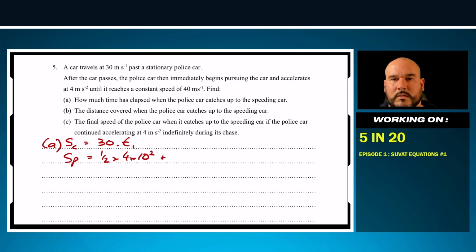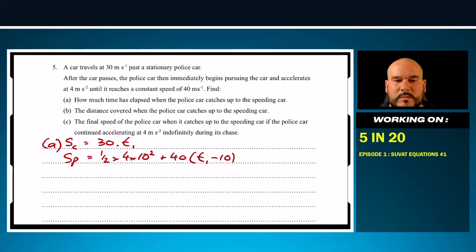And then we have the uniform motion part of its journey, and that is going to be expressed as uniform velocity. So this is going to be speed times time again. The uniform speed of 40 multiplied by the time. But what is the value of time? We have that the car goes for a time of t1. The police car then accelerates for 10. So the remaining time between t1 and 10 is t1 minus 10. Okay, so that's the time for which the police car moves at a constant speed.